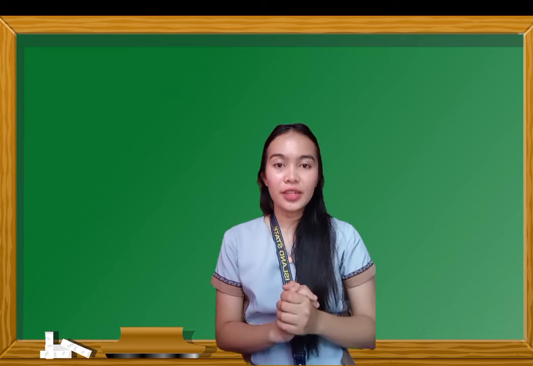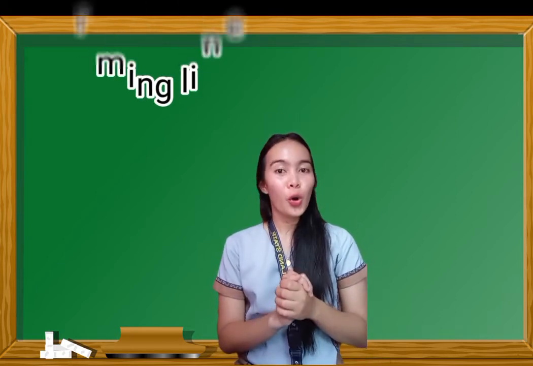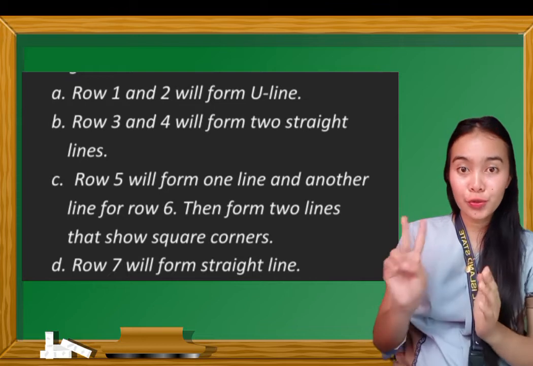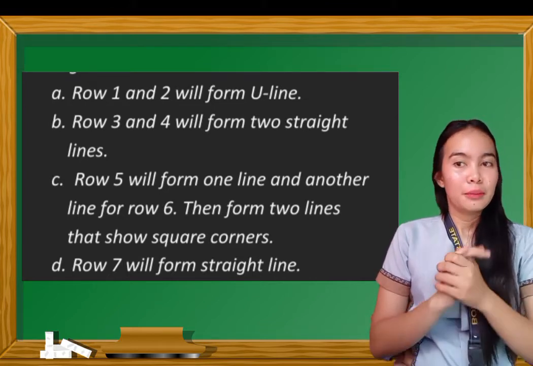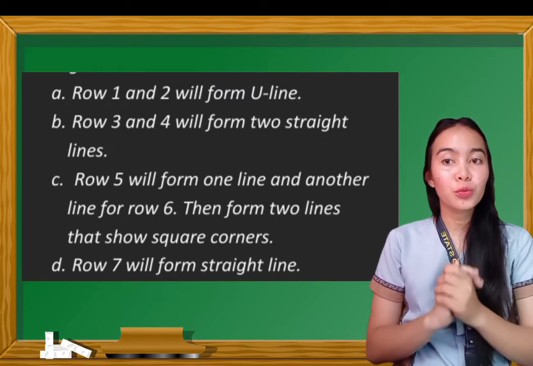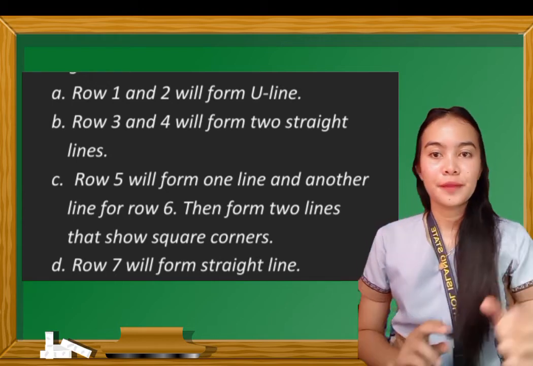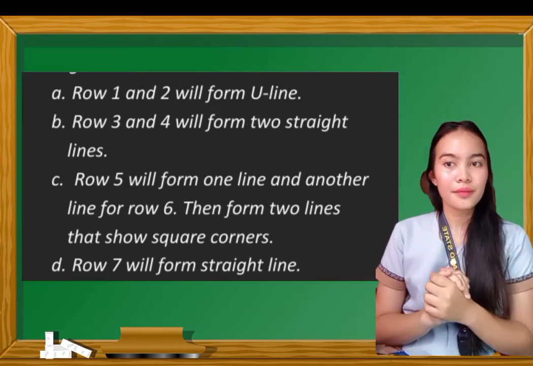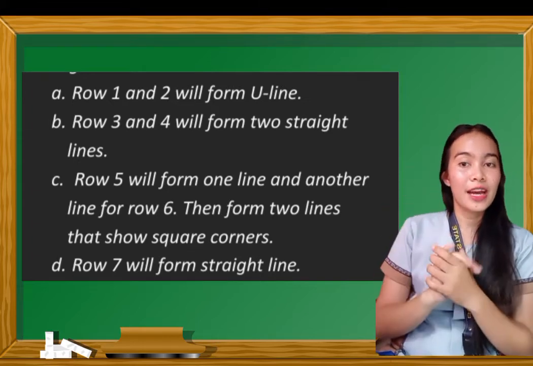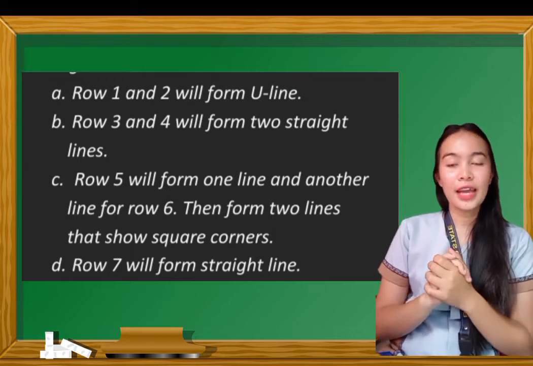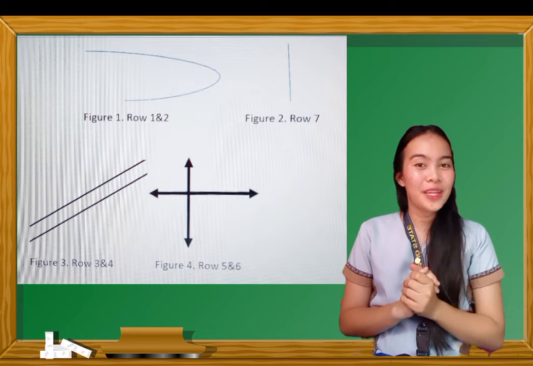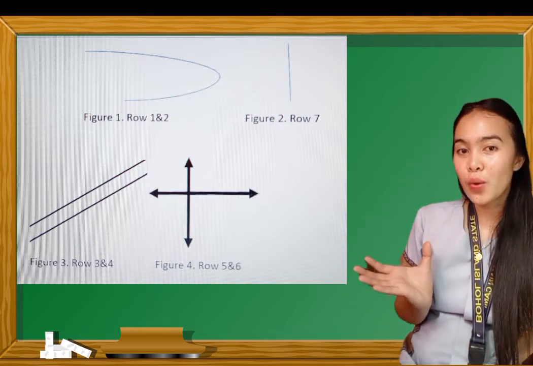So, before we start our discussion, we will be having a game called Forming Lines. You will form different kinds of lines depending on the instruction I will give. Okay? Rows 1 and 2 will form curved lines, rows 3 and 4 will form two straight lines. Rows 5 and 6 will form one line and another line. Then form two lines that show square corners. And row 7 will form a straight line. You have just played forming lines. These illustrations show the lines that you formed.